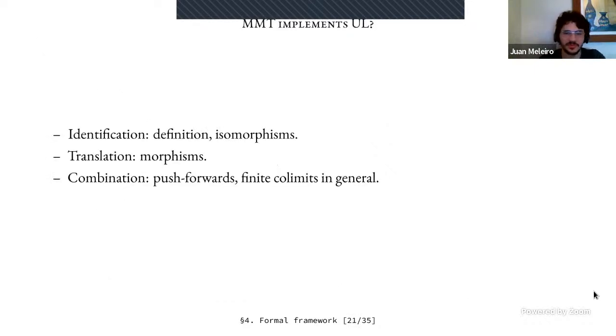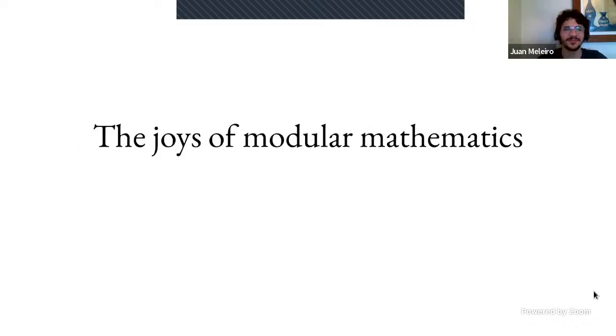Does MMT implement universal logic? Well, kind of. It needs some modifications, but generally, yes. We can talk about identification by talking about the objects and isomorphisms. Translation is just morphisms, and the combinations are push forwards and finite colimits in general. Not all colimits exist in MMT as it is defined in the literature, but we can, I believe, modify it to make it more general. Anyway, this is just a large introduction to what I want to show you.